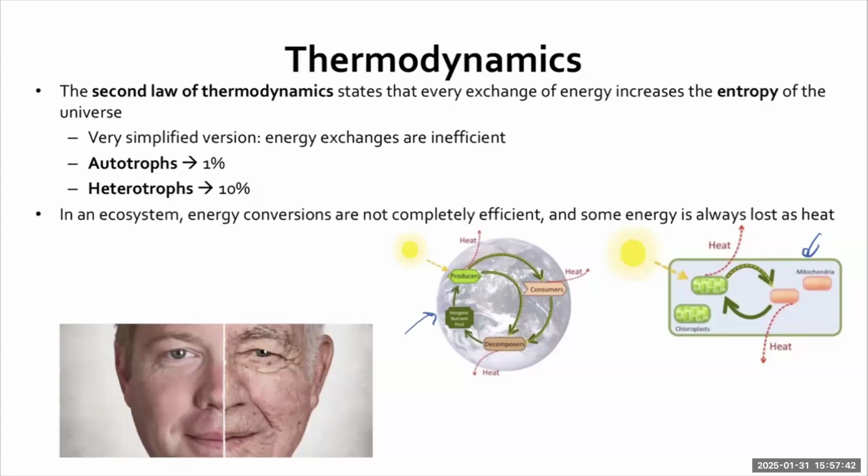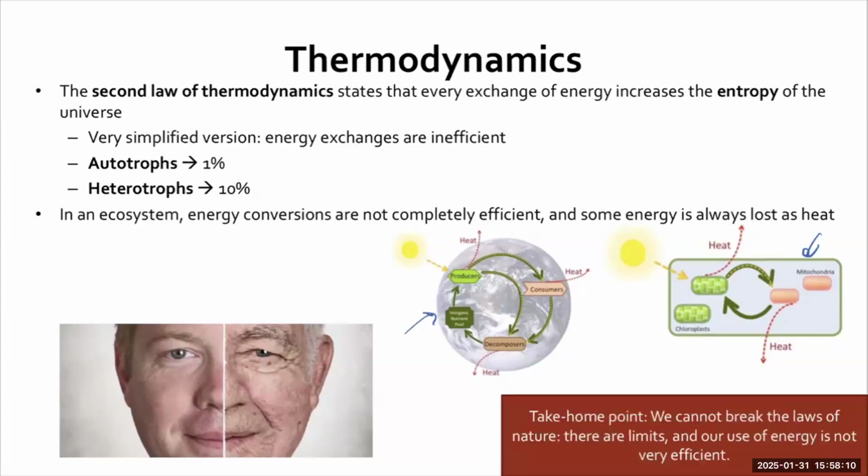And again, we can look at this at the scale of an individual cell, and we can look at it at the scale of an ecosystem where, again, these conversions are not completely efficient, or excuse me, are in fact inefficient, where some energy is lost. We're going to contrast in a moment the rates of efficiency between different types of organisms, and that's what the 1% and 10% is referring to there.